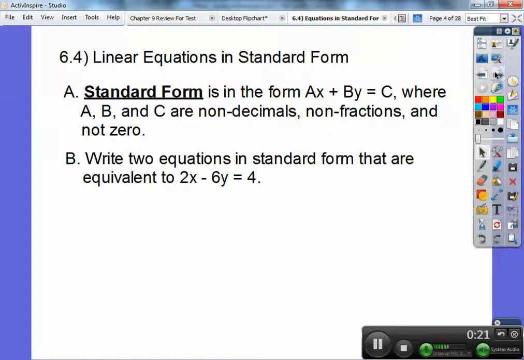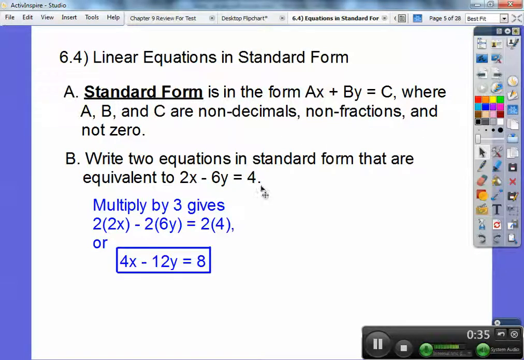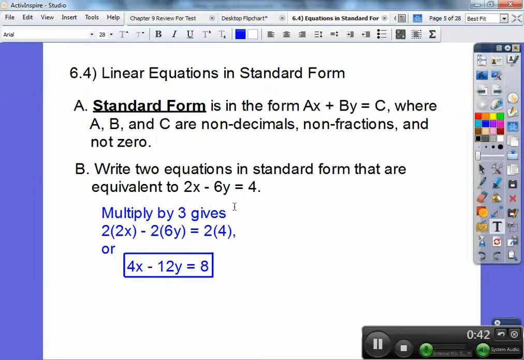All right, so write two equations in standard form that are equivalent to this one, 2x minus 6y equals 4. See how 2, 6, and 4 are non-fractions, non-decimals, and they're not zero? Here's one thing: you can multiply everything by 2. This should be by 2 right here. I don't know why I wrote 3 there, but this should be by 2. All right, let me change that.